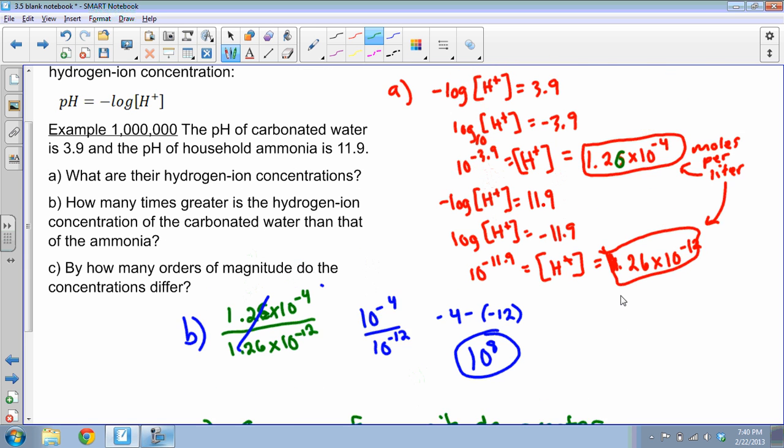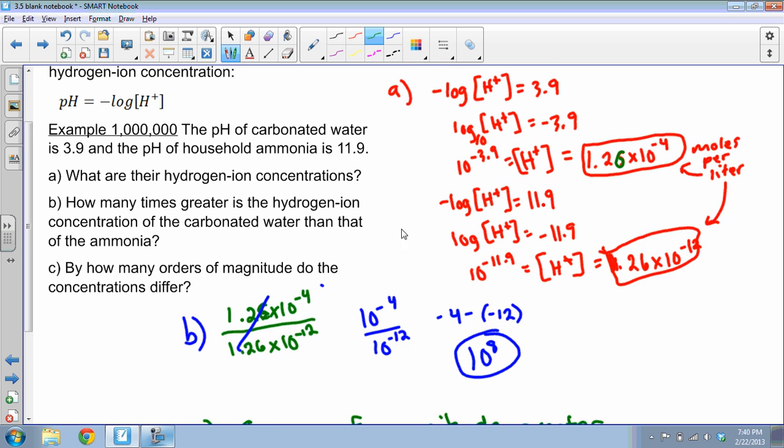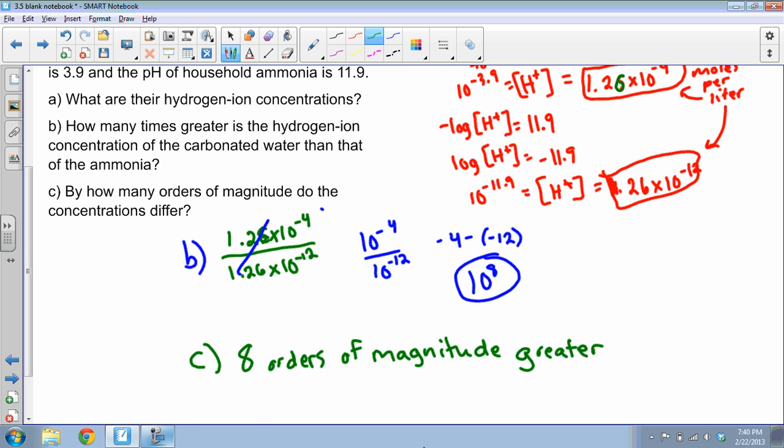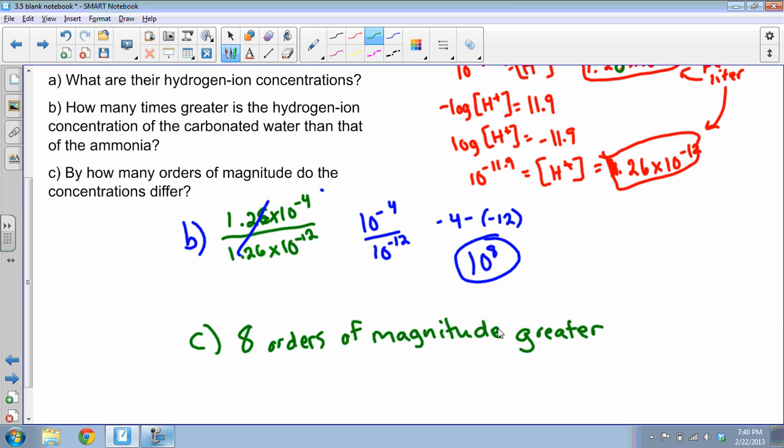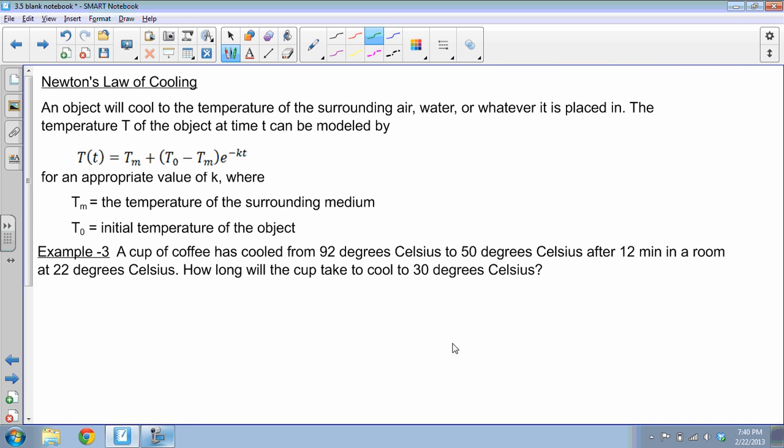Incidentally, I know this has worked on like 3 different problems, so I kind of feel good about it. If we had originally subtracted 11.9 and 3.9, we would have gotten 8. So I feel like that there must be some kind of connection there. I don't know if you're feeling it, but I'm feeling it. Let's look at our last example, Newton's law of cooling.